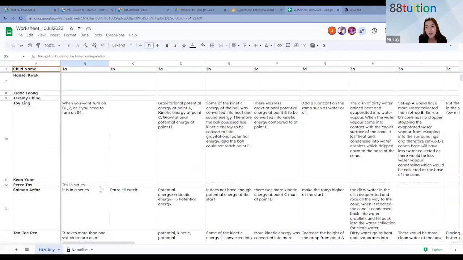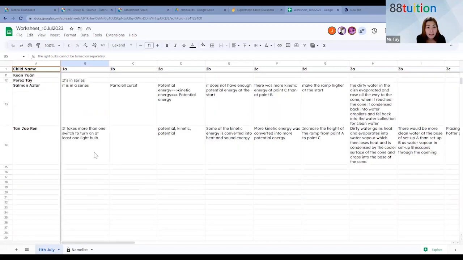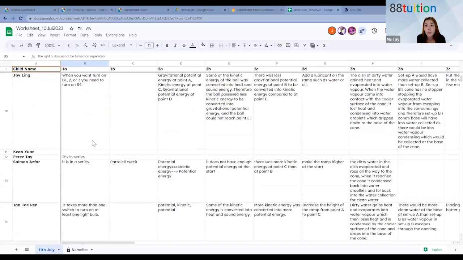And I know actually what Perez and Salman are trying to say, but I cannot use my own interpretation to mark. When I look at your answer, I'm behaving like a PSLE marker. So for Salman, I cannot give you the mark because you say it is in a series. What is in a series? You're not telling me. Perez as well. I know you probably know what is happening. It's just that you don't know how to phrase it in words. So if you refer to Joy's answer, I think this is pretty good.